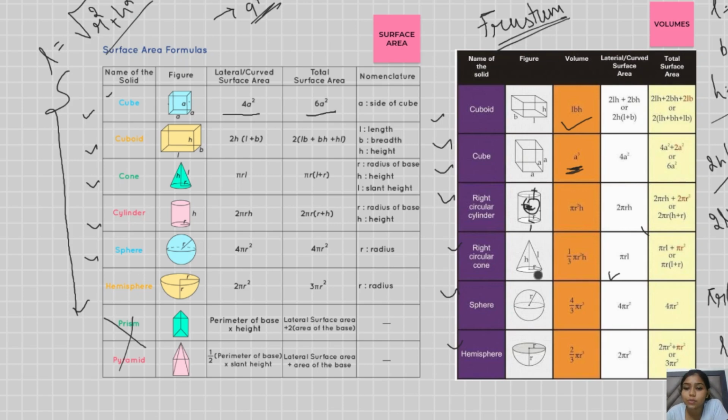Curved surface will be just excluding this base; this will be your curve. Now the total surface area is pi r (r plus l). The volume for the right circular cone is 1 by 3 pi r square h.